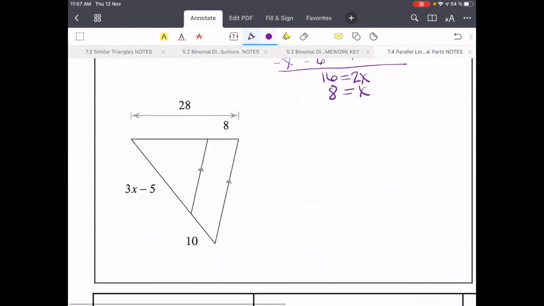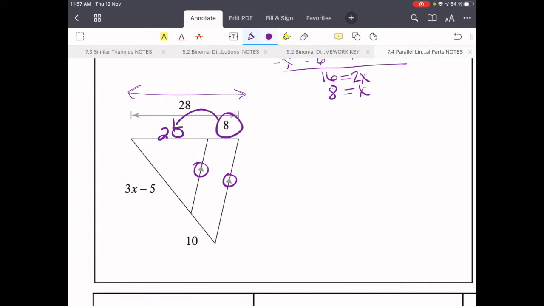Scrolling down to this one, we've got a triangle with two parallel lines. So we know that the small side has the same proportion to the big side, which they haven't told us, but we can figure it out because we just have to take the length of that whole thing minus 8. So we can say that that's 20. So 8 is proportional to 20, the same way that 10 is proportional to 3x minus 5. So 8 goes to 20, like 10 goes to 3x minus 5.